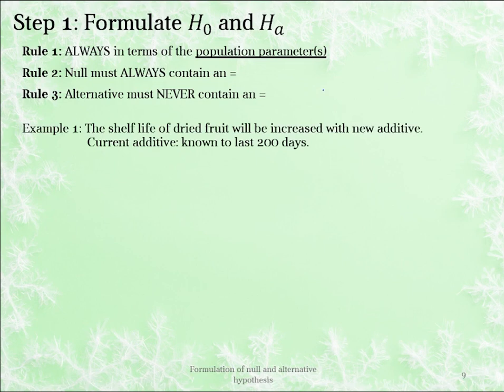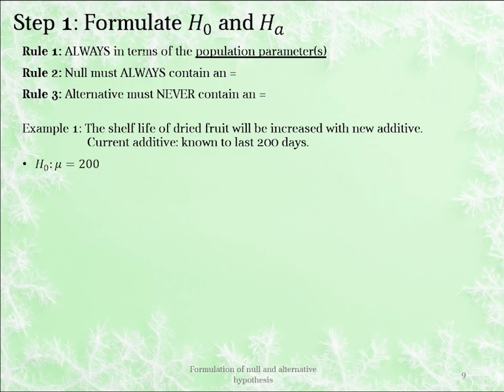So first example is we want to look at the shelf life of dried fruit. We want to see if it has been increased using a new additive. So the current additive is known to last 200 days. So in this case, first thing we're interested in, this is for an average. So when we're looking at the shelf life, it's not the proportion that's going to last more than 200 days. We're just looking in general here at an average.